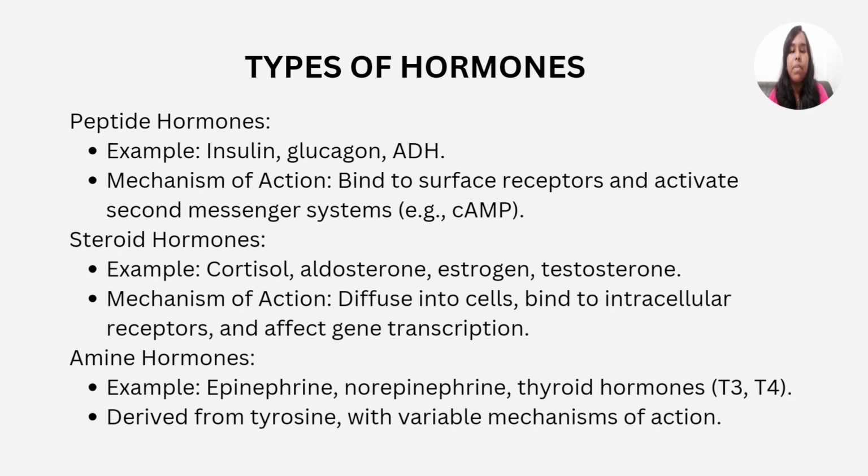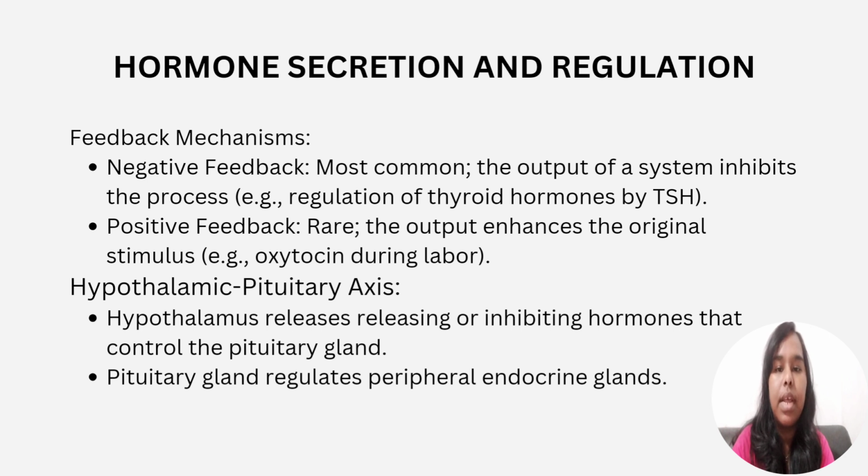Steroid hormones examples are cortisol, aldosterone, estrogen, and testosterone. Its mechanism of action is to diffuse into cells, bind to intracellular receptors, and affect gene transcription. Amine hormones examples are epinephrine, norepinephrine, thyroid hormones like T3, T4, derived from the tyrosine, with variable mechanism of action.